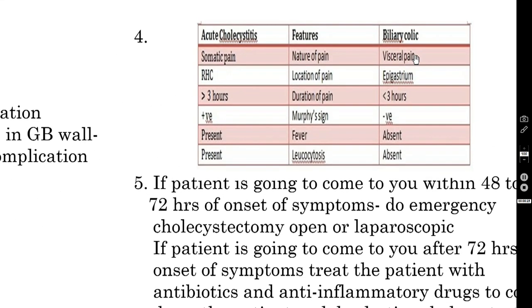How will you differentiate? Acute cholecystitis is a somatic pain, whereas biliary colic is a visceral pain. Location of pain is usually right hypochondrium in acute cholecystitis, but if it is a biliary colic, pain will be in the epigastric region. The pain is usually more than 3 hours continuous, whereas in biliary colic, pain is usually less than 3 hours. Murphy's sign is positive in acute cholecystitis. Murphy's sign is negative in biliary colic. Fever is present in acute cholecystitis. Fever is absent in biliary colic. Leukocytosis is present in acute cholecystitis, whereas leukocytosis is absent in case of biliary colic.